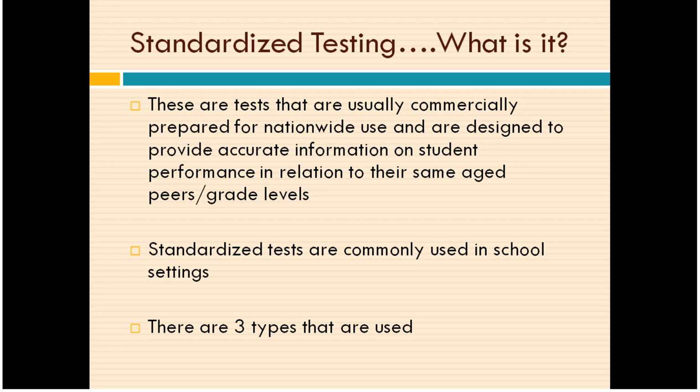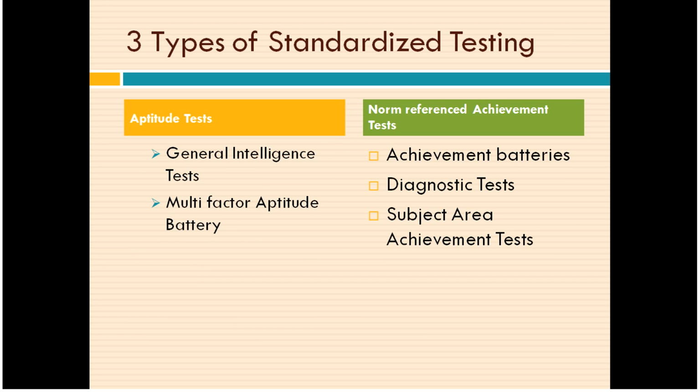Standardized tests are typically used in school settings, and there are 3 specific types that are used. The first type is aptitude tests. Aptitude tests are designed to test ability. The most common that we see are IQ tests. IQ tests are designed to give an overall view of how well a student will deal with abstract thinking, how well they will learn and apply concepts, and how well they solve problems.